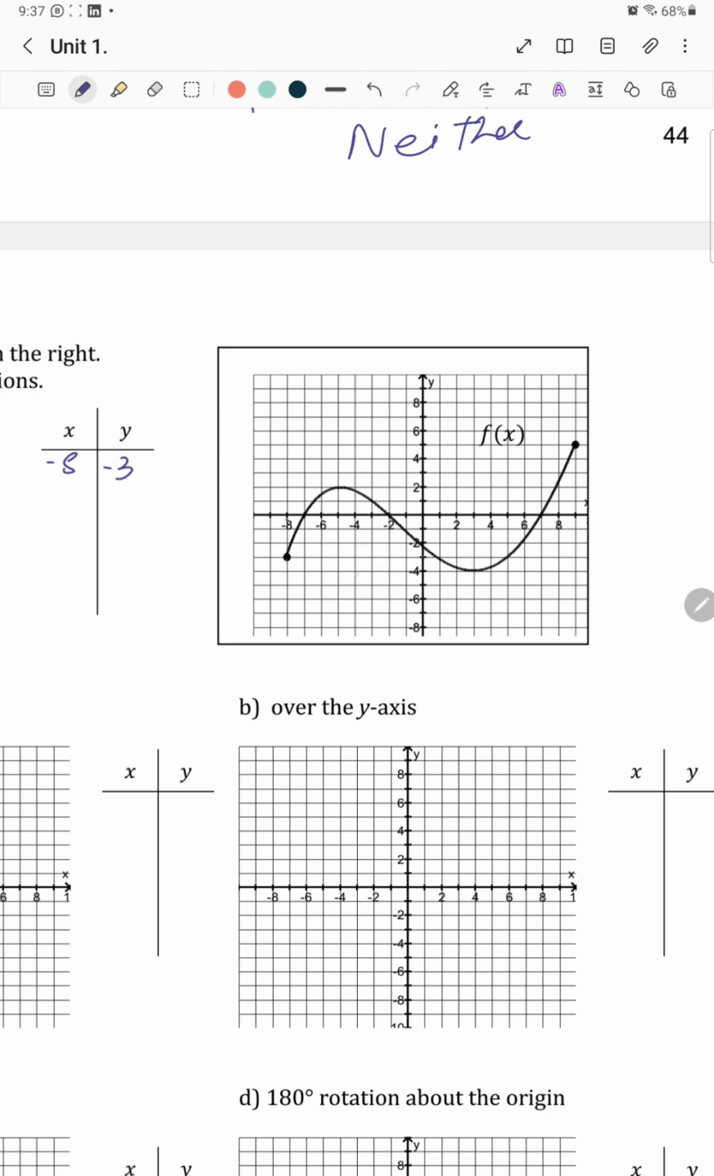X is -5, y is 2, x is -2, y is 0, x is 3, y is -4, x is 7, y is 0, x is 9, and y is 5.